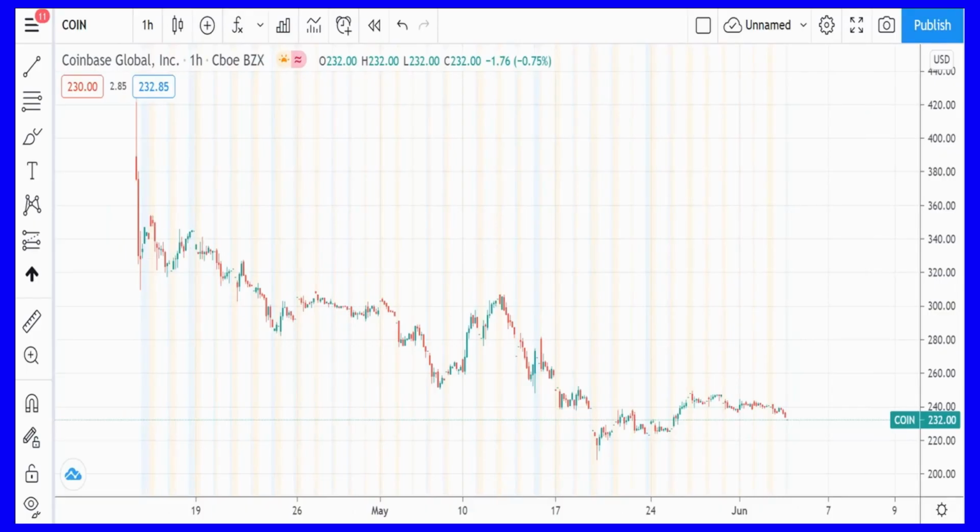Okay, now we're going to start analyzing this Coinbase stock. As you can see, I have changed the view to a 1 hour chart so that I have more points that I can use in my analysis.